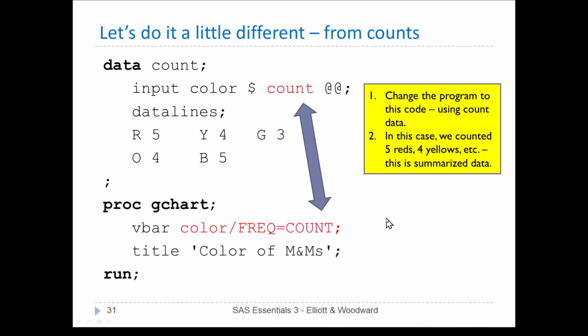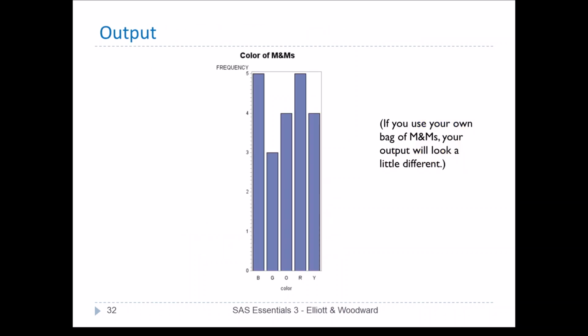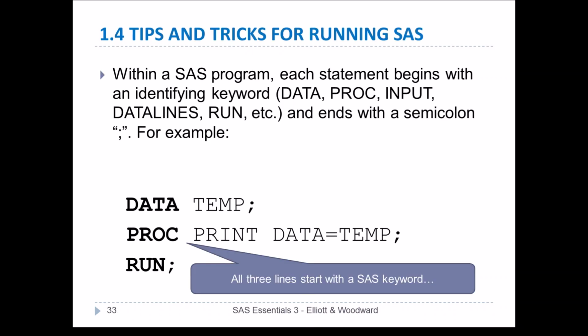Now again, when you've entered this, you look at it very carefully, make sure all the colors are right, and it looks good. You run it, and you should get this kind of output. Again, green is the smallest one. I don't know why. All right, let's look at some tips and tricks for running SAS.